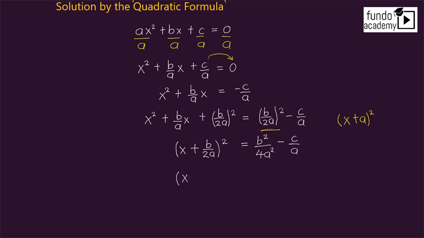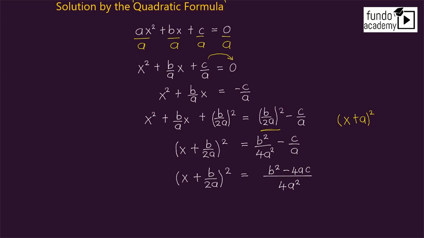And we continue simplifying the right hand side. The common denominator for 4a squared and a is 4a squared, and dividing 4a squared into 4a squared, we get 1, and multiplying 1 by b squared, then we get b squared. And also dividing a into 4a squared, we get 4a, and multiplying 4a by minus c, because we have a negative number here, we get minus 4ac.